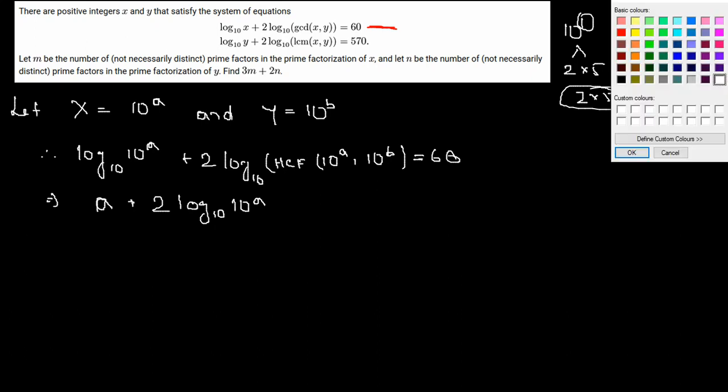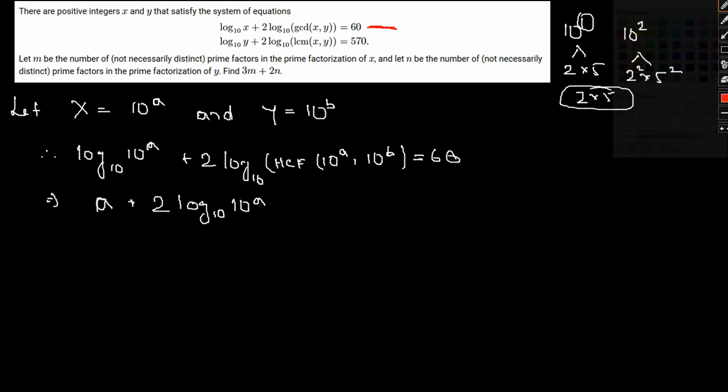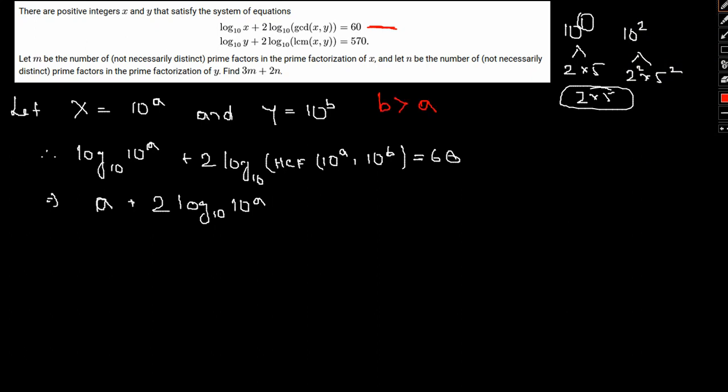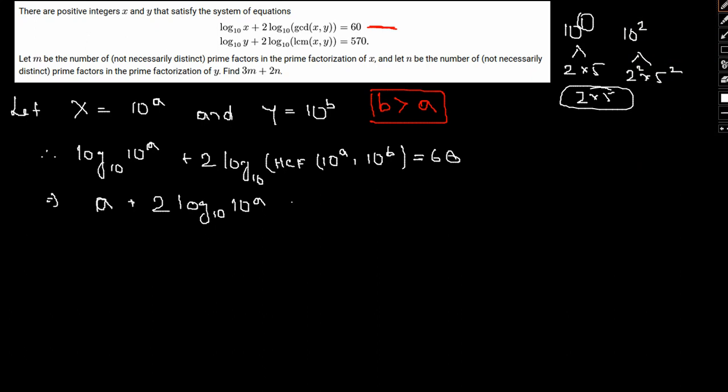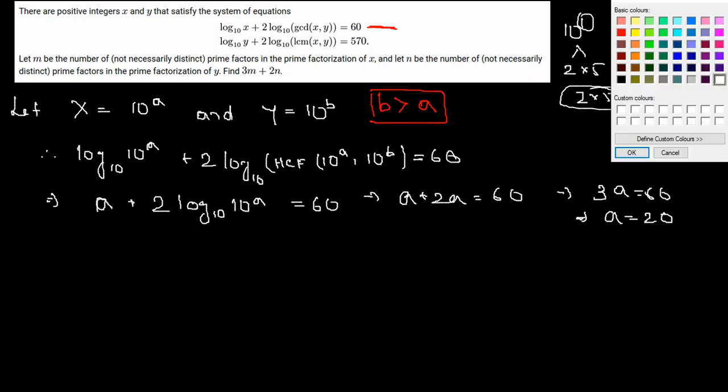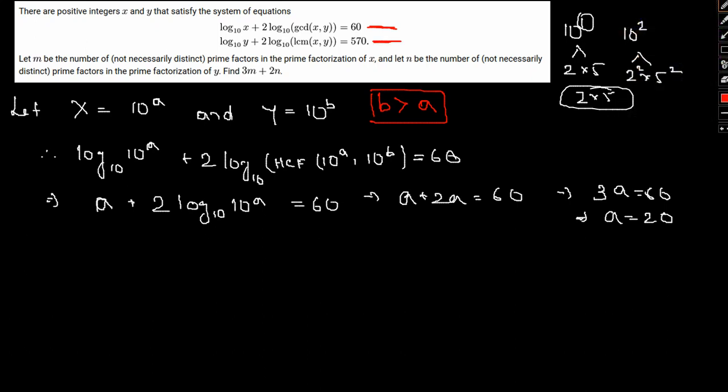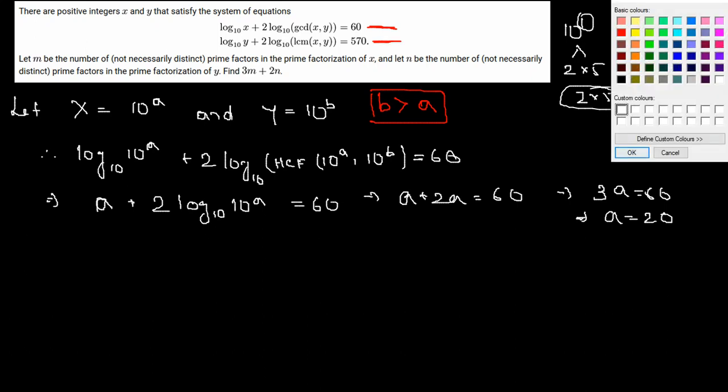Okay, and let me define one thing so that things are pretty clear. In this case, let b be greater than a, so that the equation actually makes sense. So it can be written as a plus twice a equal to 60. Therefore 3a equal to 60, a being 20.